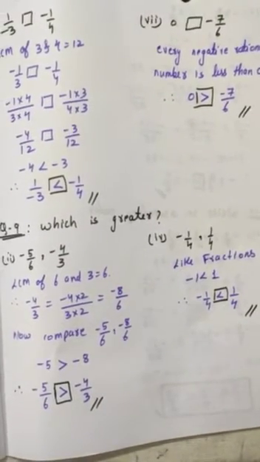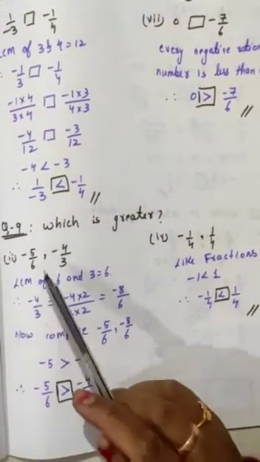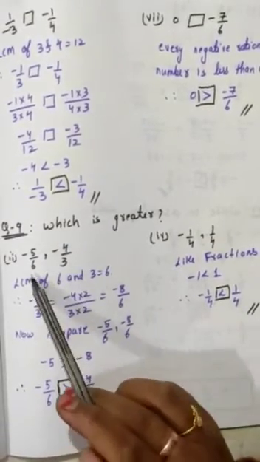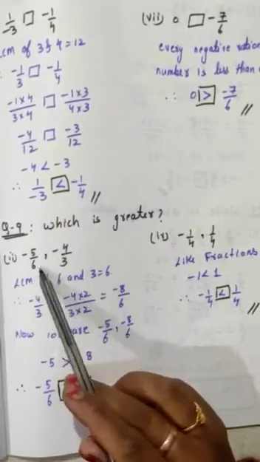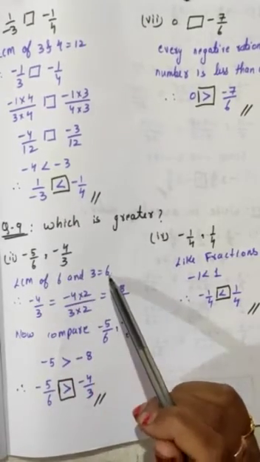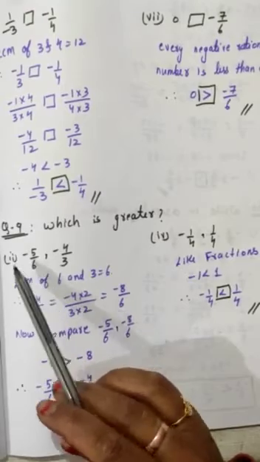And ninth question is also the same, which is greater. You have to just compare. So procedure and the method is same. दो नंबर्स आपको दिए हैं, you have to make the denominators equal. 6 and 3, LCM will be 6. So the first fraction will remain as it is.